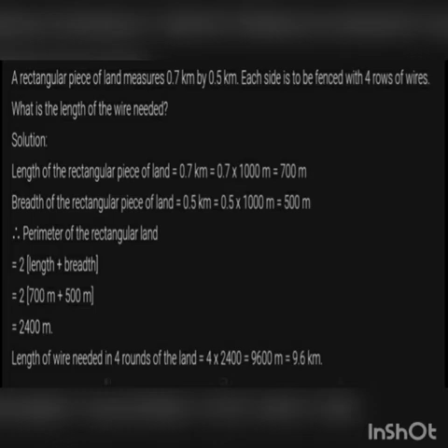What is the perimeter of a rectangle? 2 into length plus breadth, that is 2 into (length plus breadth). So, giving the values for length and breadth, 700 meter plus 500 meter, you will get 1200 meter, into 2, 2400 meter. So, this is the distance around this piece of land one time. That is, one time distance is 2400 meter. Now, they have asked to fence it with how many rows? 4 rows. So, what will be the wire required? For one time fencing, we need 2400 meter of wire. So, for 4 times, how many? 4 into 2400 is equal to 9600 meter.